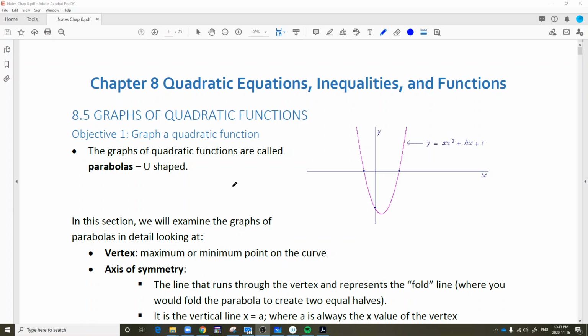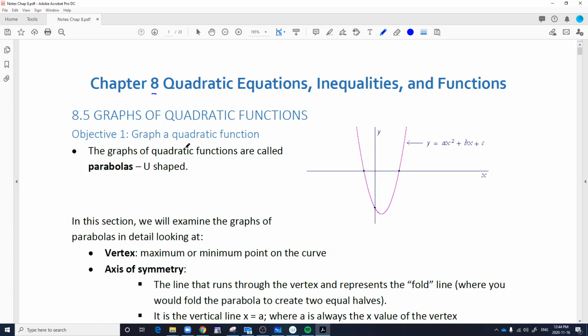We're now moving on to the last chapter in the textbook that we're going to cover, which is chapter 8. So it's this progression of moving on from chapter 4, where you're learning about polynomials, chapter 5, where you're learning specifically about quadratics and factoring and solving. And then it kind of flows into chapter 8, which is quadratic equations again, inequalities and functions.